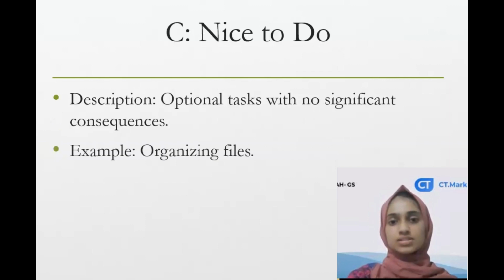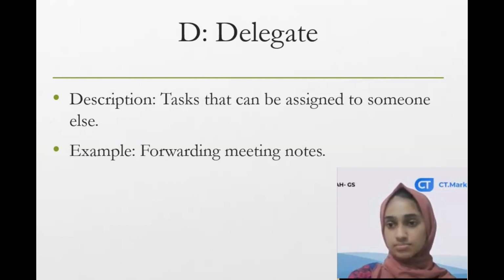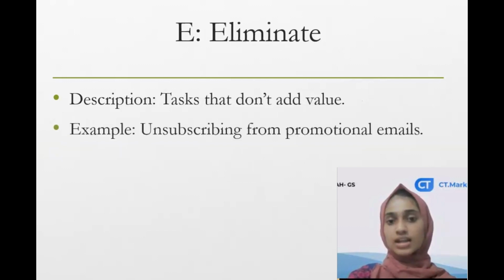Going to the next letter, C. These are the kinds of tasks that are nice to do. Basically, that means tasks that don't have significant consequences. D is delegate. These are the kind of tasks you can give to others. Basically, if you don't have to do it, you could assign others to do it instead. And last but not least, E, which is eliminate. These are tasks you can eliminate because they don't add any value to your to-do list.